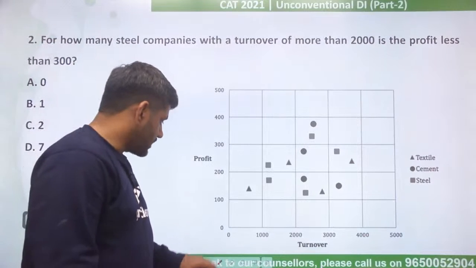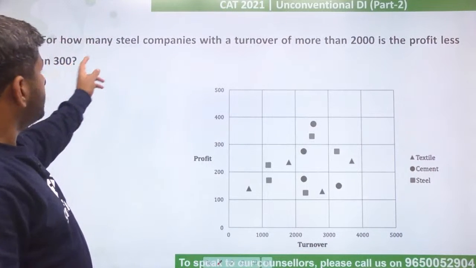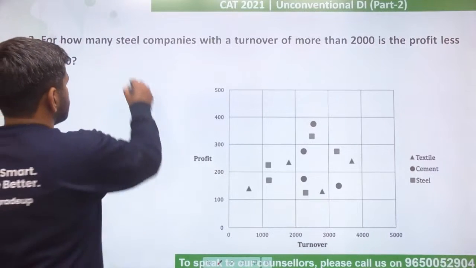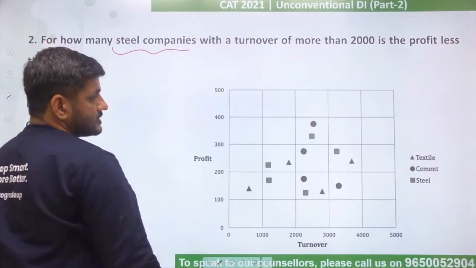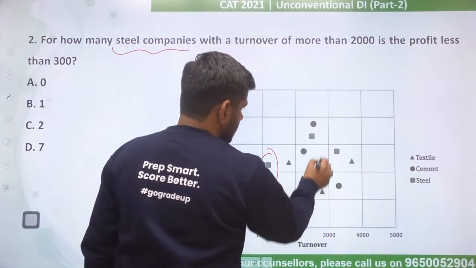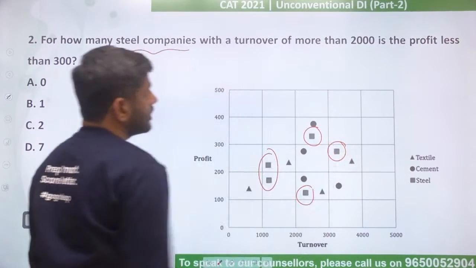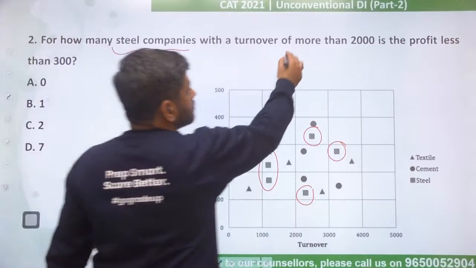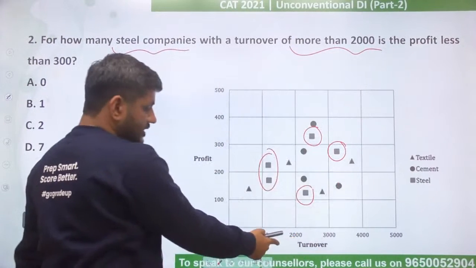Okay, let us check then. What is the answer? How many steel companies? So first of all, he says how many steel companies. Steel companies are with the box. So I am talking about these companies currently, which are with the box. Have a turnover of more than 2000. Turnover is here, more than 2000.